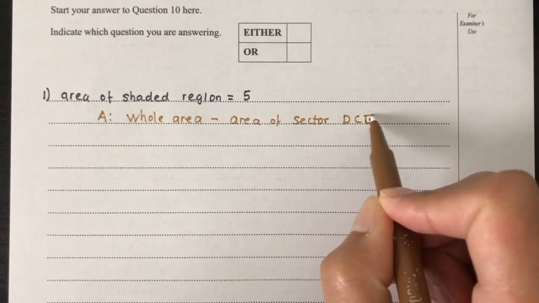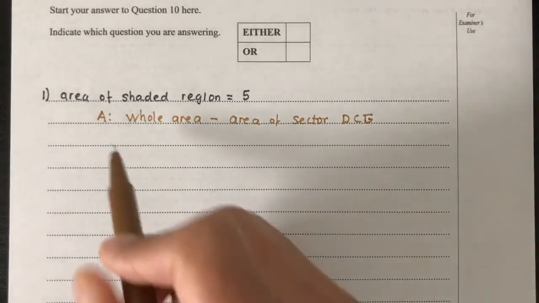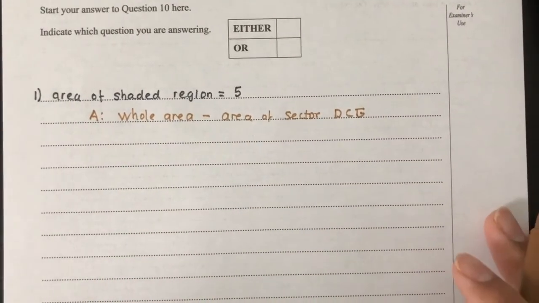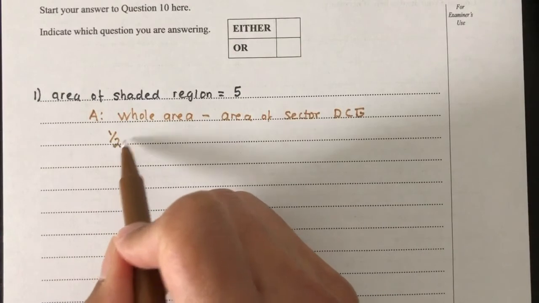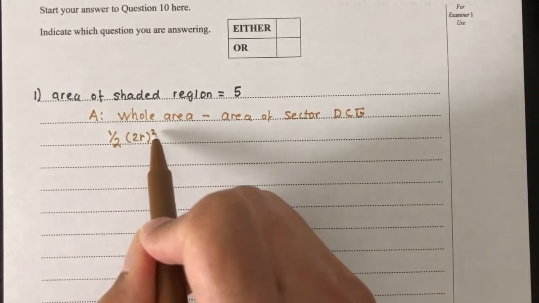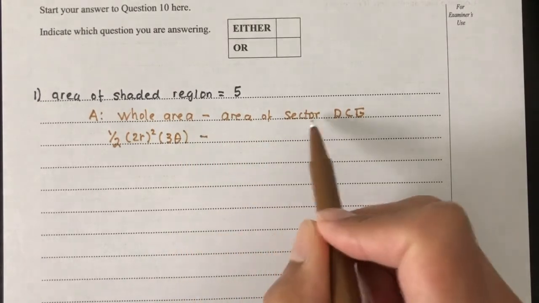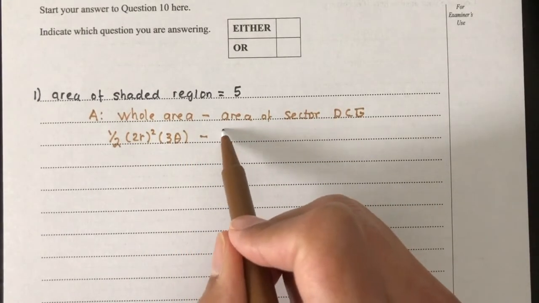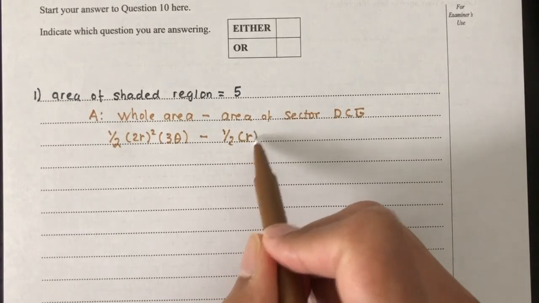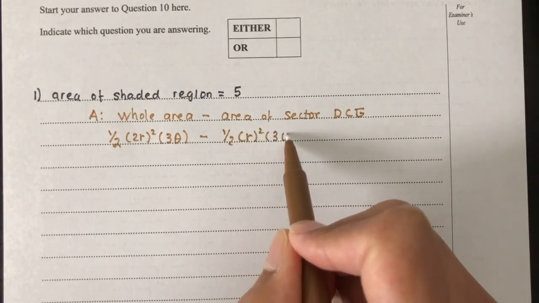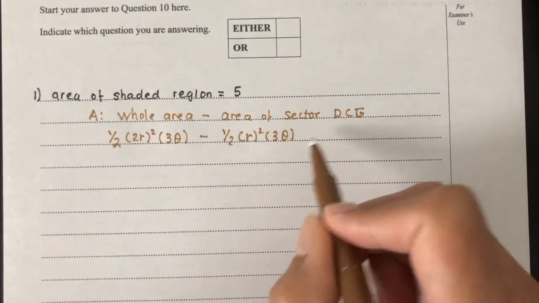DCG. The whole area is also a sector, so we have to use the formula, which is half R squared. That will be 2R squared, that's the radius, and the angle is 3 theta. Area of the small sector will be half, radius is R squared, and the angle is also the same. And that should give you the area of A, right?